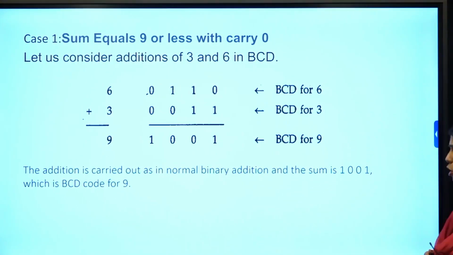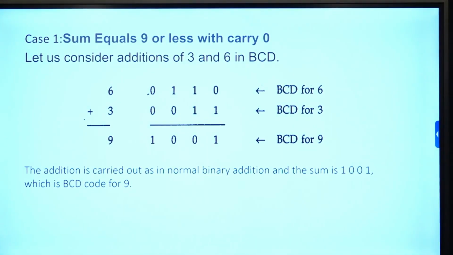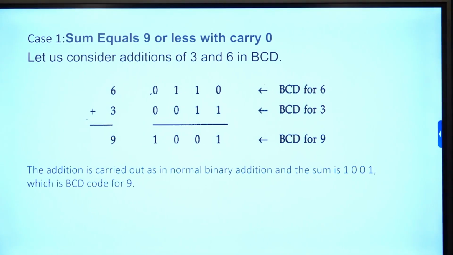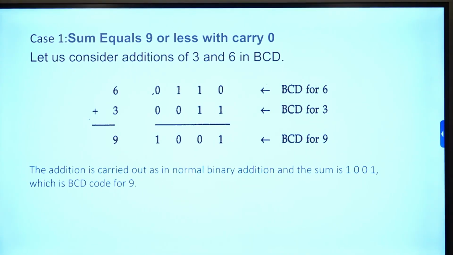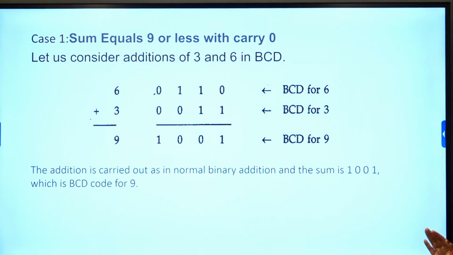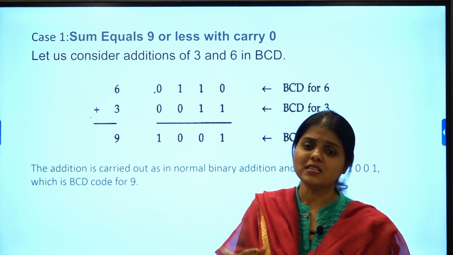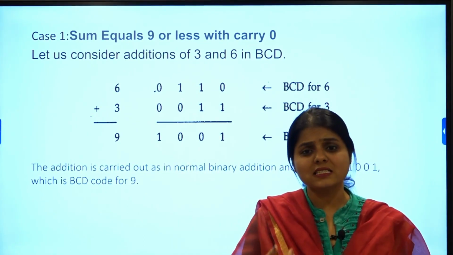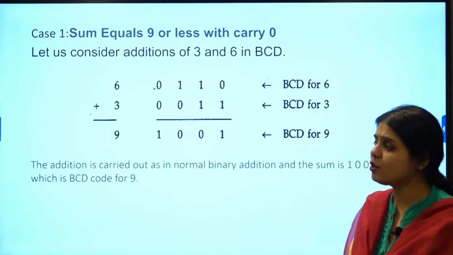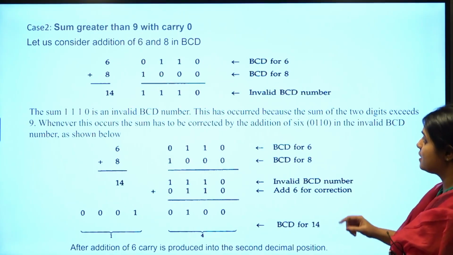Here I don't have any problem. Basically the addition is carried out as in normal binary addition. I have normally performed my binary addition, and the sum is 1001, which is the BCD code for 9. In this case we don't have any problem because the result of 6 plus 3 is 9, which is within the limit of BCD coding. Now let us take another example.